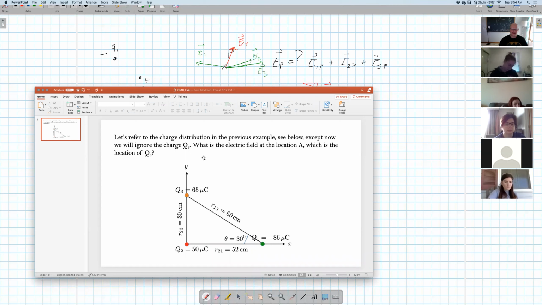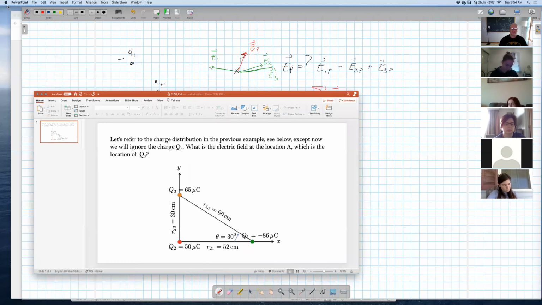So what we want to know then is what is the electric field at point P or A, whatever you want to call it, which is the location of charge Q3. What I want to know is, at this location here, what is the value of the electric field at that point? So this is what we want to know.